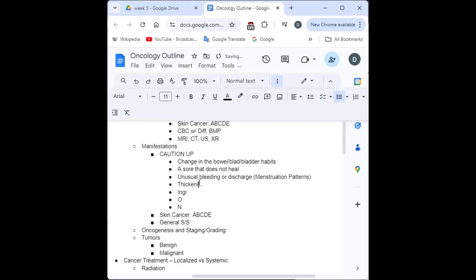Thickening, yes, so thickening or a lump in the breast or elsewhere. It could be testicular cancer. Oh yes, an obvious change in a wart or a mole.